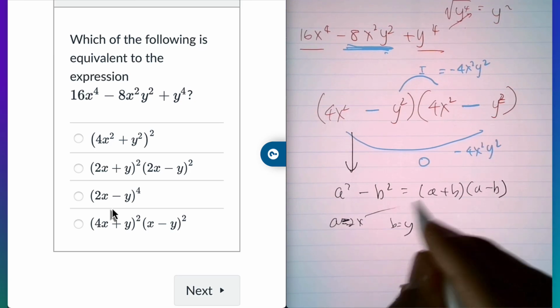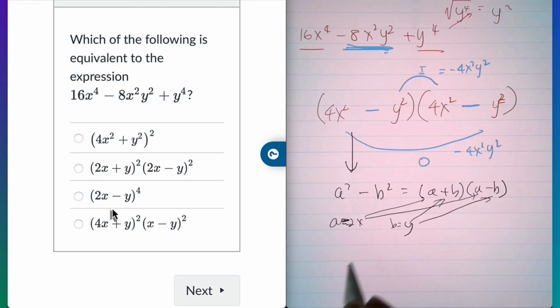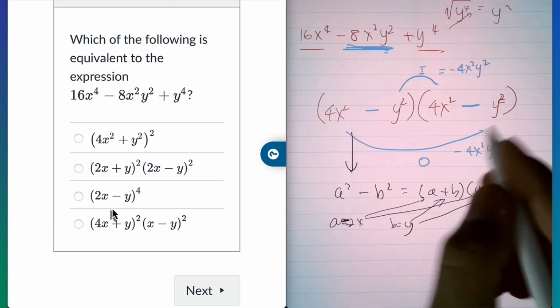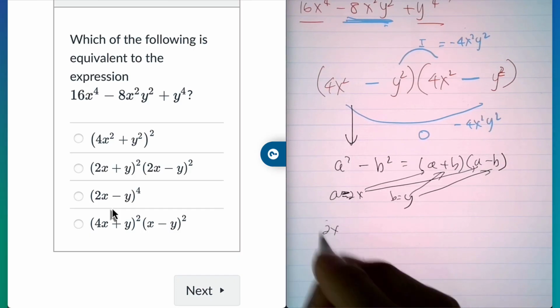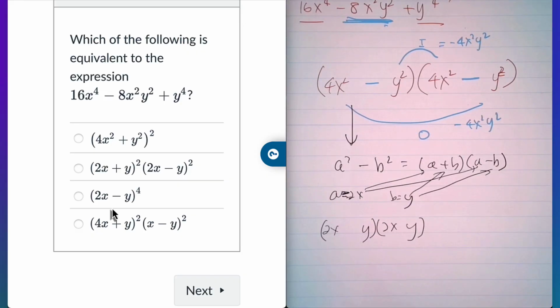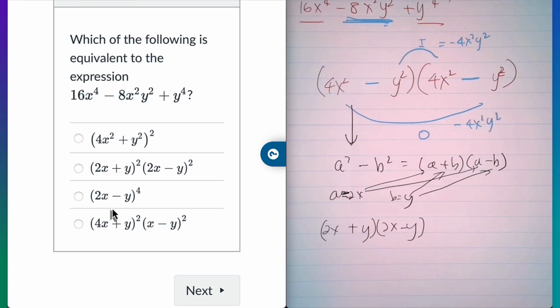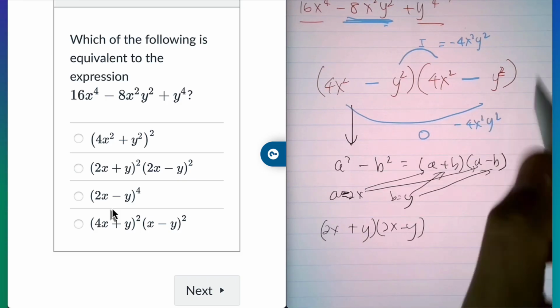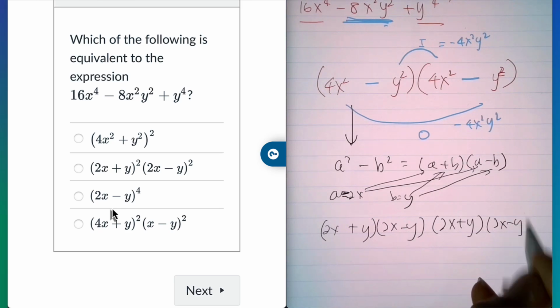So all you have to do is just plug it into this formula. Okay, and then we have a repeat of that. So let's start with the first one. We get 2x and 2x, y and y. But because there's no middle term, we're going to have to make opposite signs, plus and minus. But we're not done yet, because we have the same thing, 2x plus y, 2x minus y.